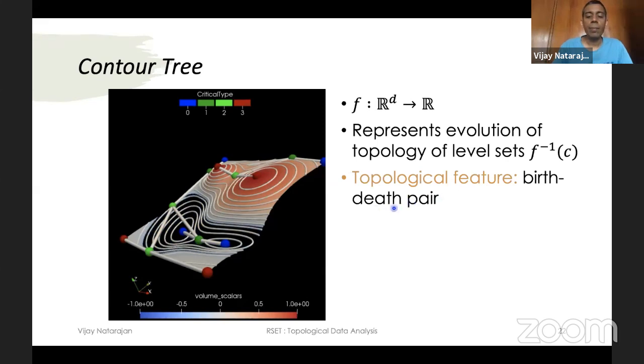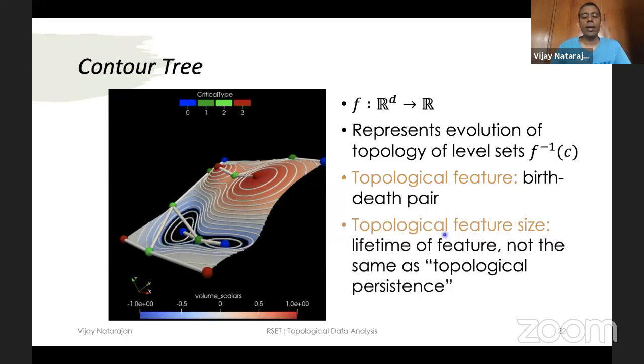And this pairing gives me something called a topological feature, right? So when we began this sweep, you had a component that was born at this minimum, right? And slowly, as you sweep, there was another component born at this minimum. The two components merged at the saddle, right? So instead of talking about them as merge events, I want to talk about them as death events. So the component that was born later died when I crossed the saddle, right? So hence you have a birth-death pair, right? And that I call a topological feature.